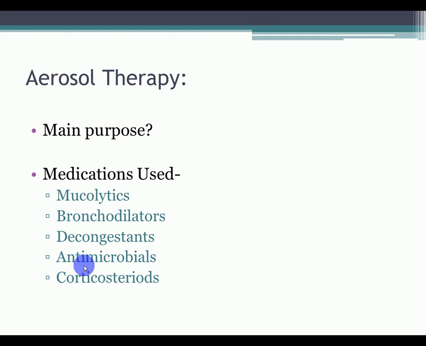So when we're talking about aerosol therapy, the main purpose of aerosol therapy, of course, is to deliver medications or humidity to both the mucosa of the respiratory tract and the alveoli, and particularly the lower respiratory tract. We're trying to get low down there. Some medications that may be used are mucolytics, bronchodilators, decongestants, and corticosteroids.